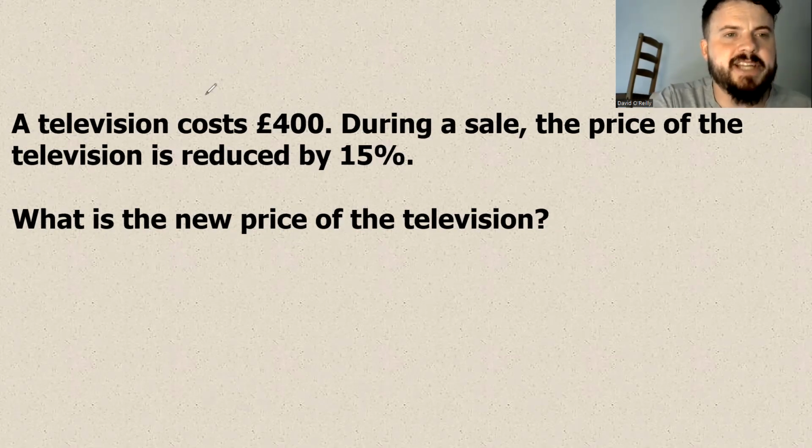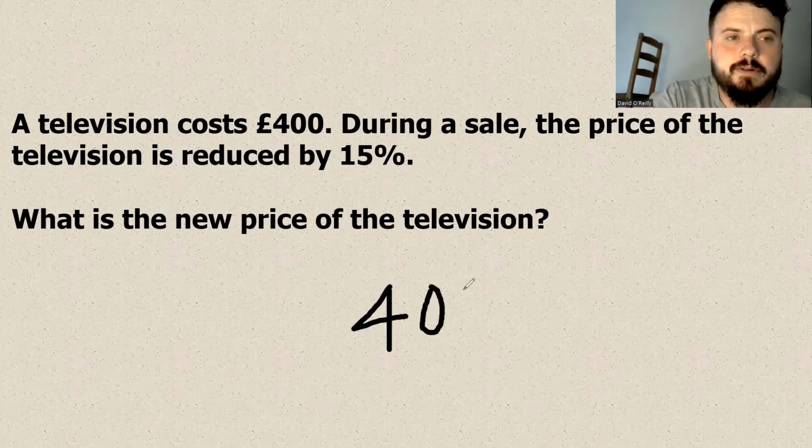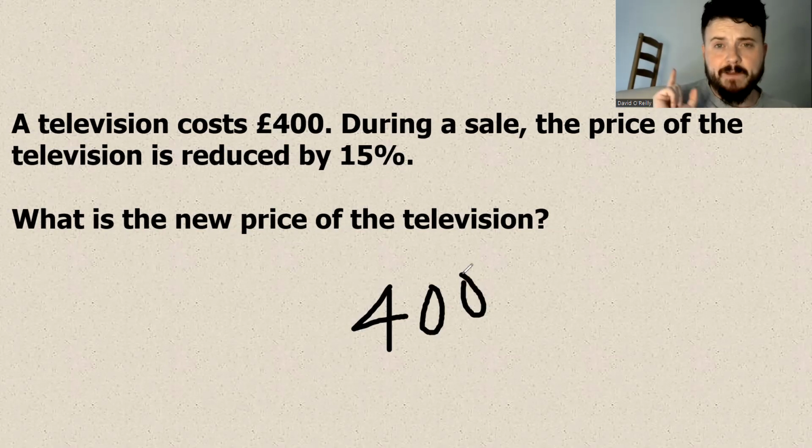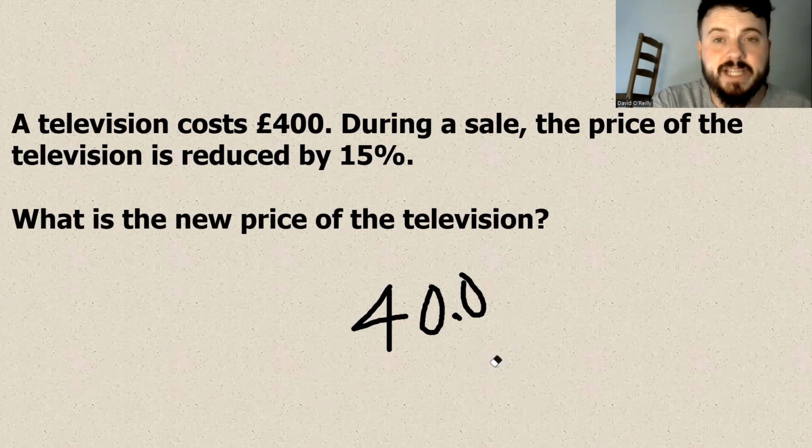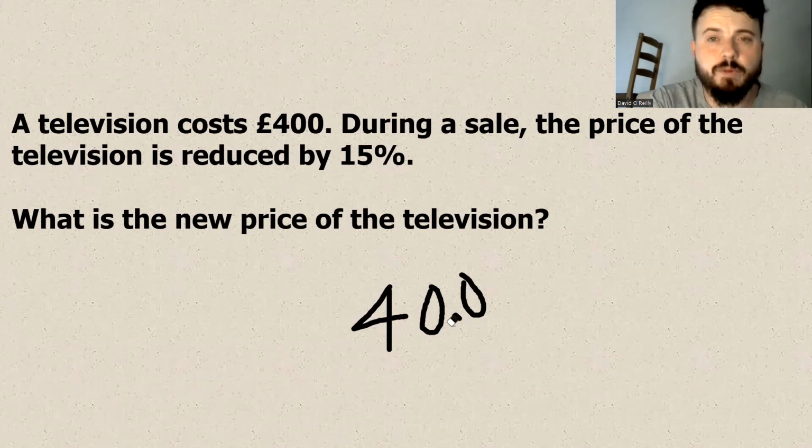If you're watching this, it means you've answered this question. Let's work it out. A television costs £400. During the sale, the television is reduced by 15%. So my first step is to find 15% of 400. Let's find 10% first. Remember, we imagine a decimal point at the end and we move it once to the left. So 10% of 400 is 40. We've got 40.0, which is just 40.